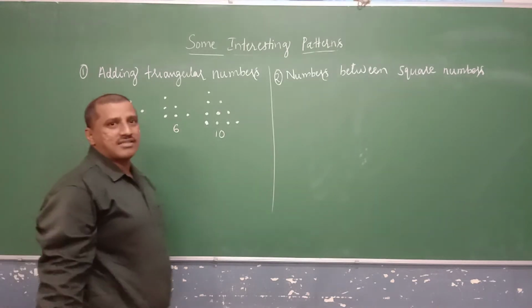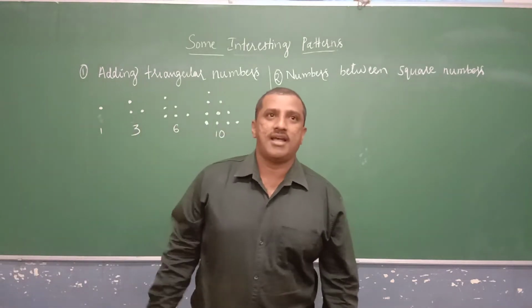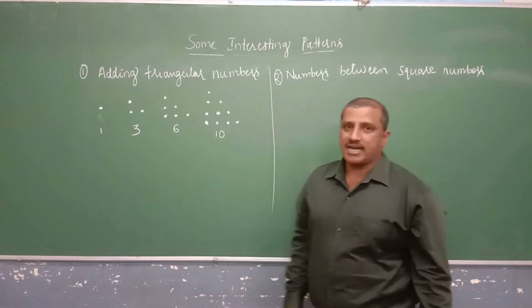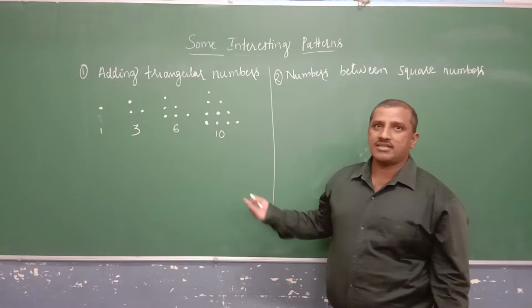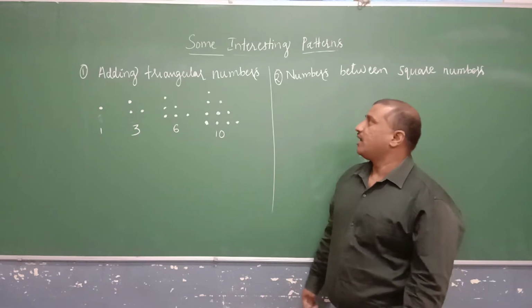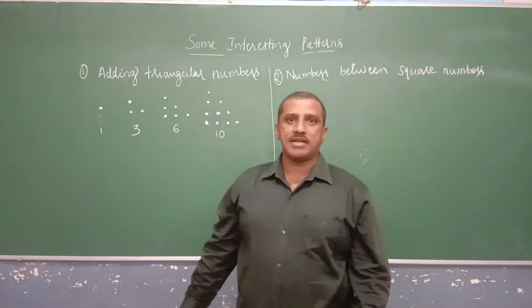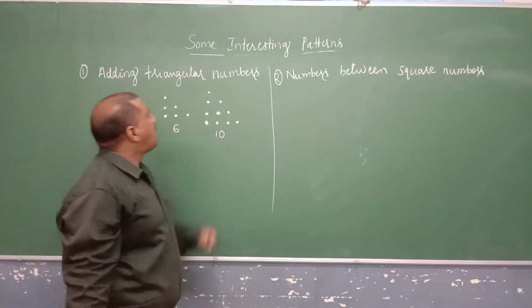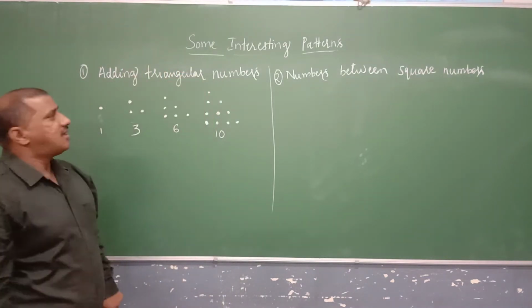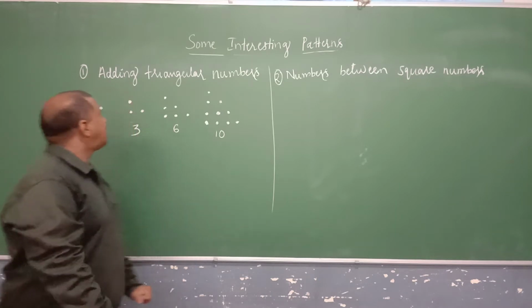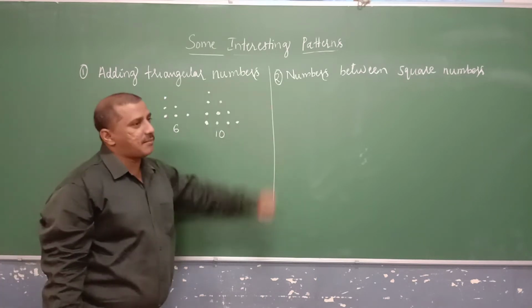In lower classes also you might have come across numbers and their patterns. Rangolis, you might have come across these patterns in Rangoli, given in the symmetry. Now we are going to discuss the square numbers in the form of interesting patterns. So the first one is adding triangular numbers.